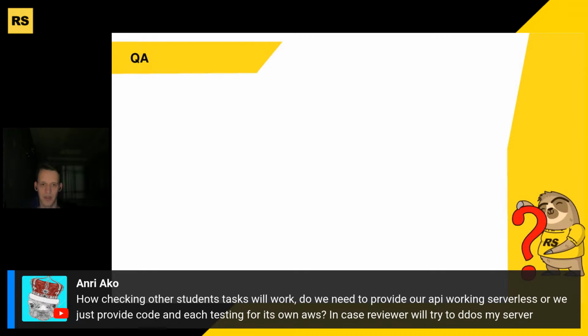Okay, next one. How will checking out the student test work? And do we need to provide our API working serverless, or do we just provide code? Which test on AWS? Yeah, for sure, a reviewer may try to make DDoS attacks on your application. I don't know actually, but just suggesting.